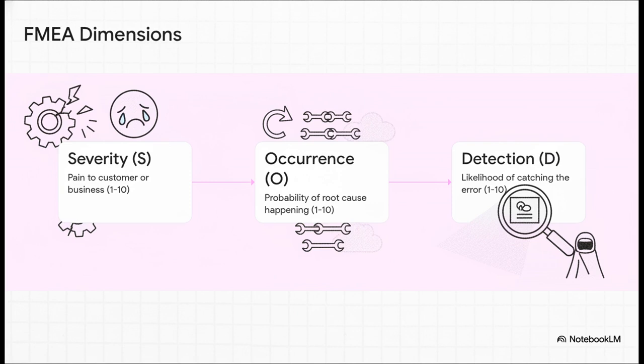Second is occurrence. What's the actual probability that this specific root cause will happen? A 1 means it's virtually impossible, while a 10 means you're seeing this happen every single day. And third, we have detection. If the error does occur, how likely are our current control mechanisms to catch it before it reaches the customer? A 1 means we have an automated system that will absolutely catch it without fail, and a 10 means the error is completely undetectable to us until the customer complains.